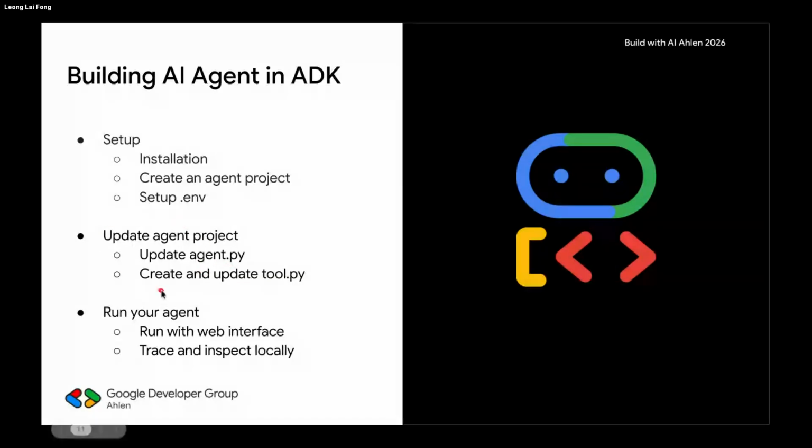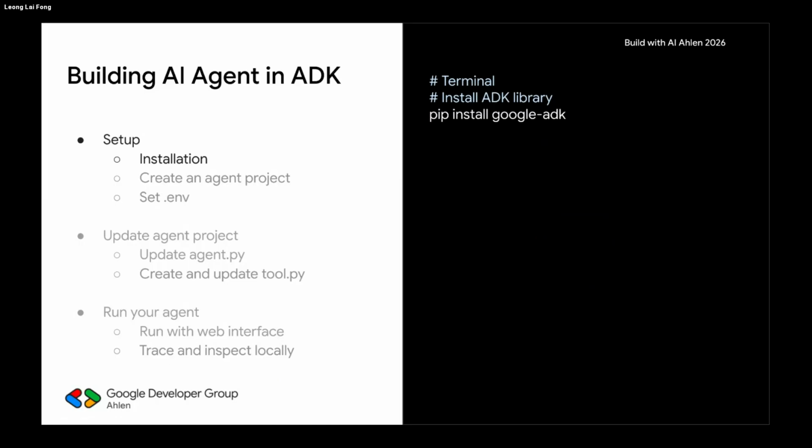Then once it's done, we will try to run with a web interface, and we will cover a bit of the traceability or observability inspection locally, because we will be running the web interface locally before the deploy to Cloud Run. So the installation is very simple.